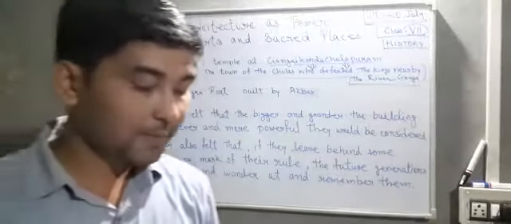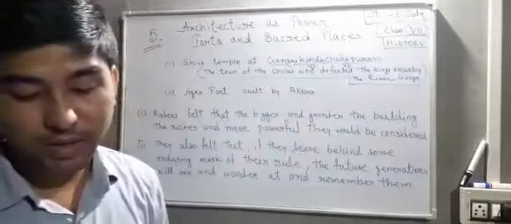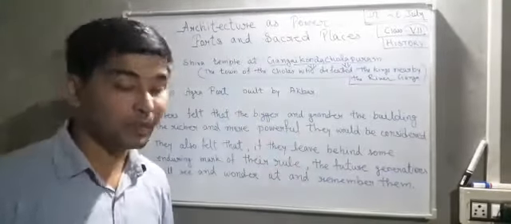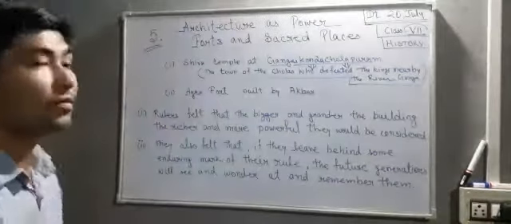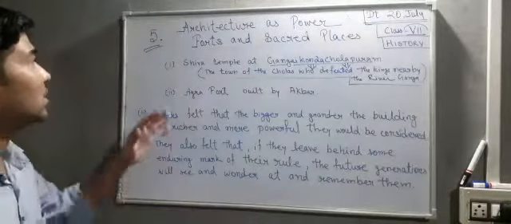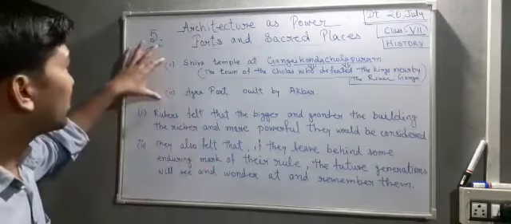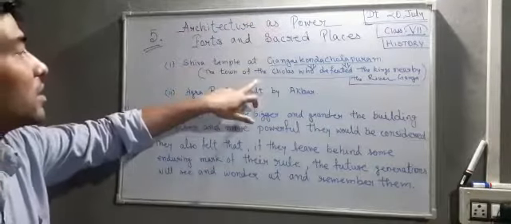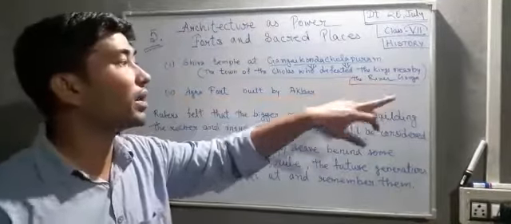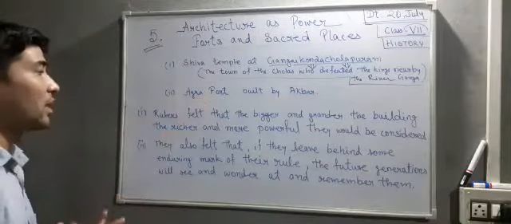Now let's discuss the second part, the first topic, architecture in India in the early medieval period. I hope you all understand. For your revision, architecture is power, forts and sacred places. Two pictures were given in your book: the Shiva temple at Gangaikonda Cholapuram, which means the town of the Cholas who defeated the kings near the river Ganga, and the Agra Fort.